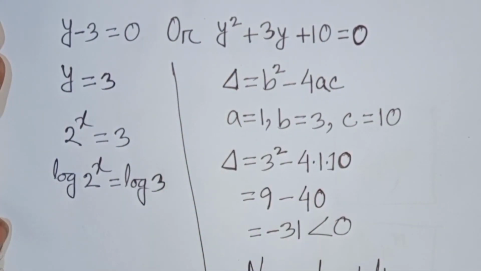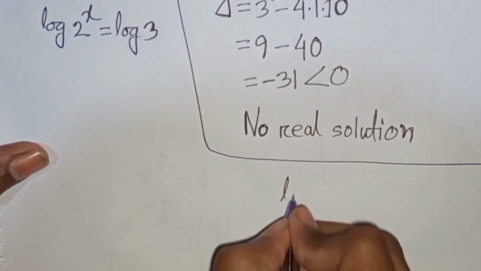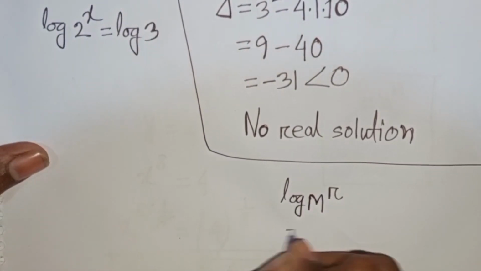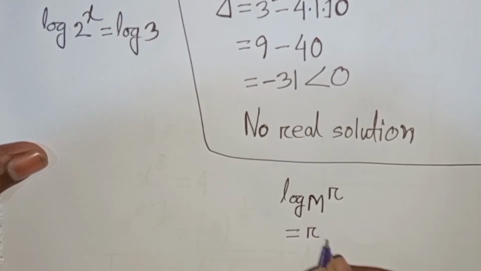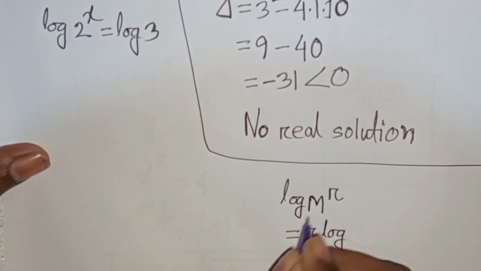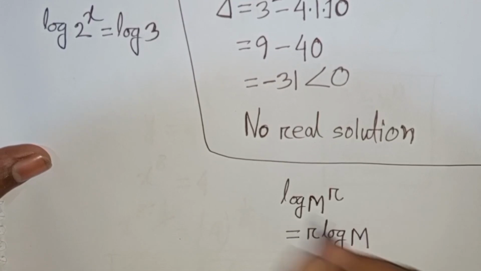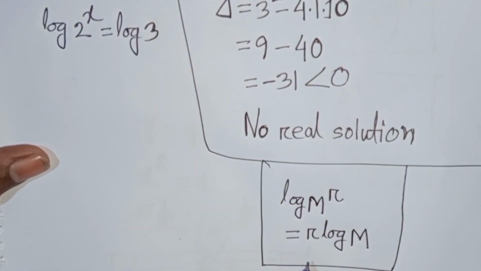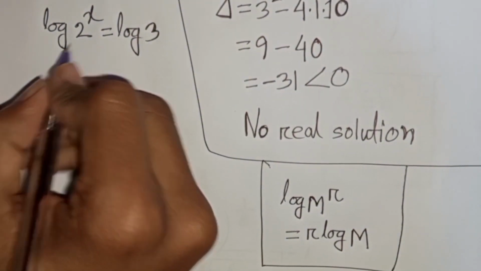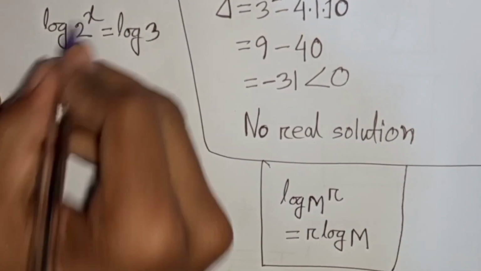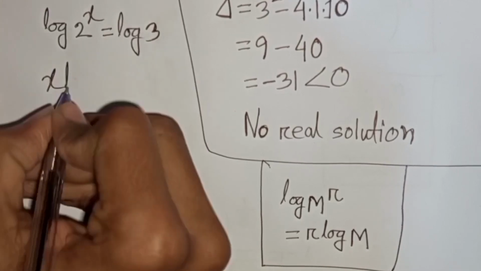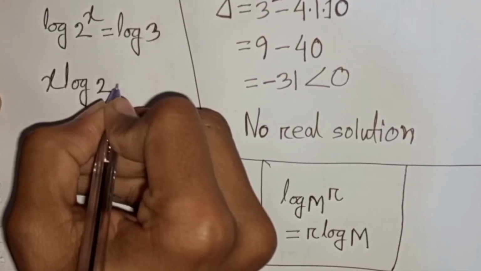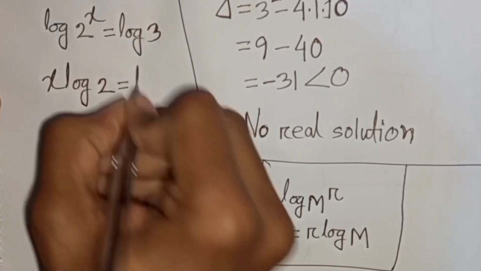Now here I can apply the rule that log m power r is equal to r log m. That means this power moves to the front. So according to this rule, you can compare here, this power x will move to the front. So you can write here x log 2 is equal to log 3.